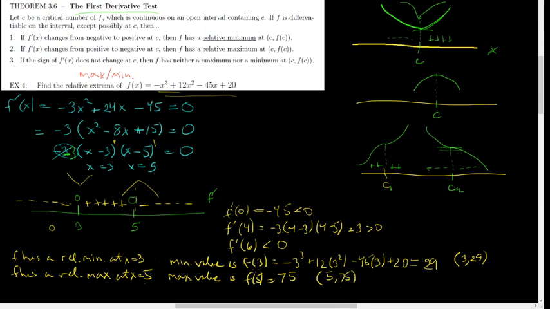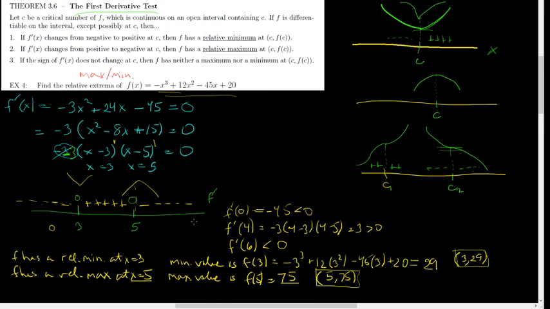On a test, of course, I'll make it clear whether I'm looking for the maximum value or just where the maximum occurs. So two different questions. Where does the maximum occur? At x equals 5. What is the maximum value? 75. If it's not clear, then just put both, because that will take care of everything. That way you have the maximum point and the minimum point.